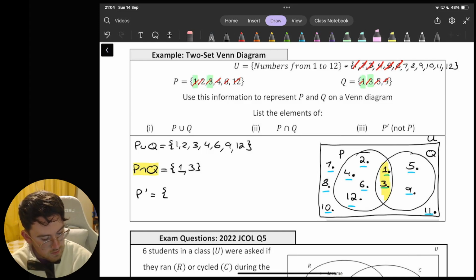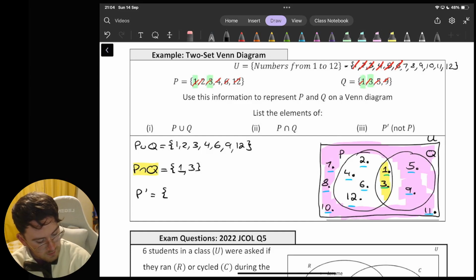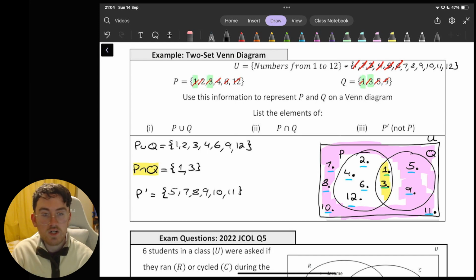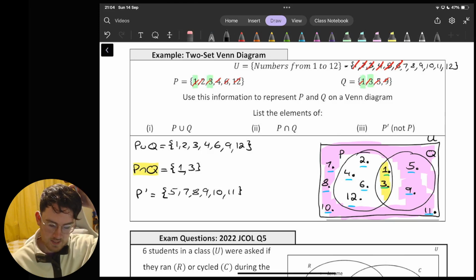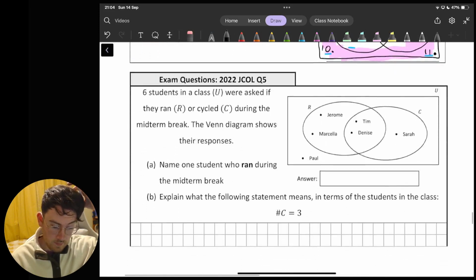So that is going to be everything except the circle P. So everything I'm highlighting in pink here is in not P. So we're looking at 5, 7, 8, 9, 10, and 11. Notice how we're not even including the 1 and 3 because they are in P. So just everything else. Okay, so we'll hop into some of these questions.